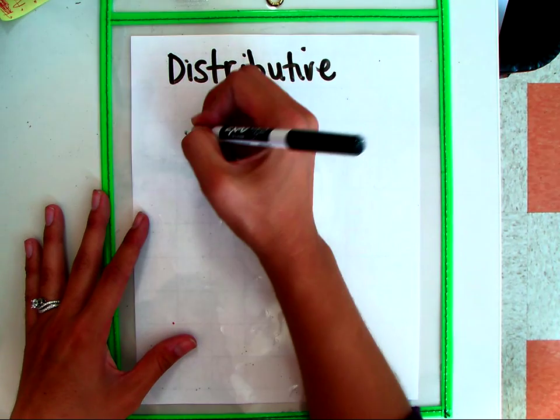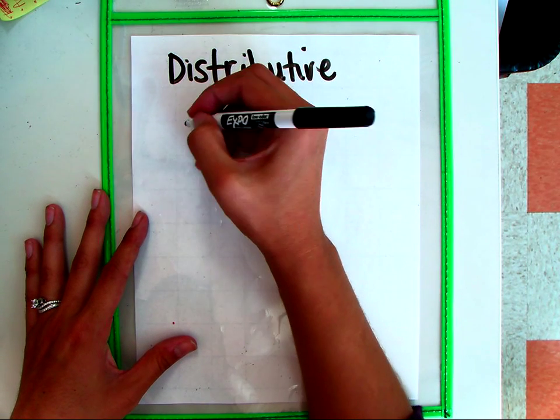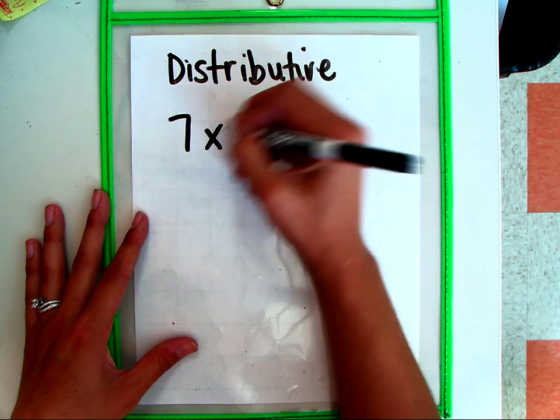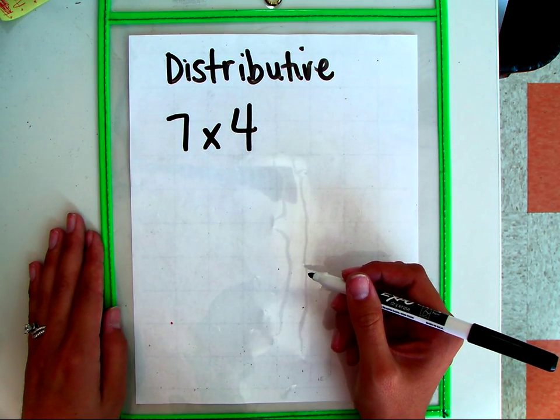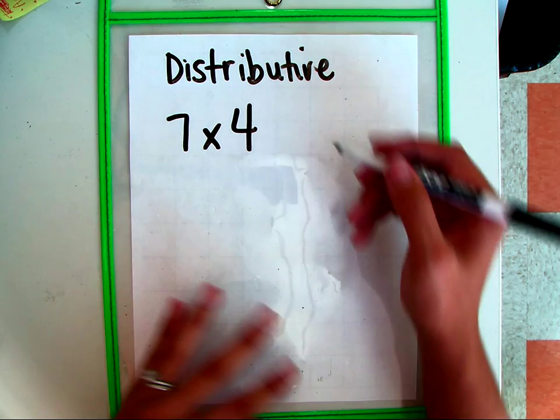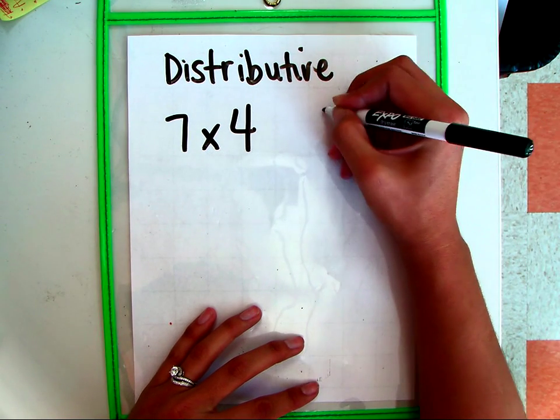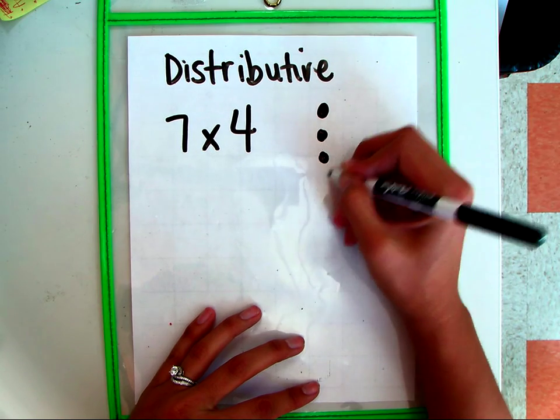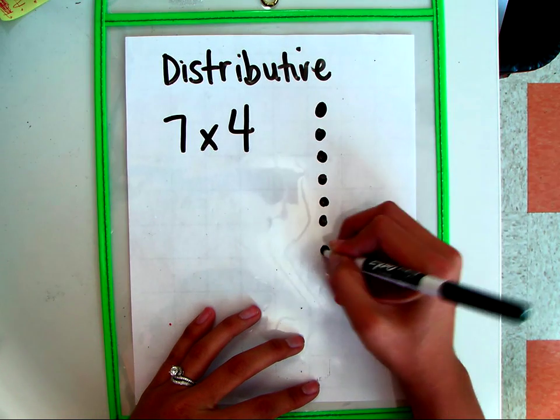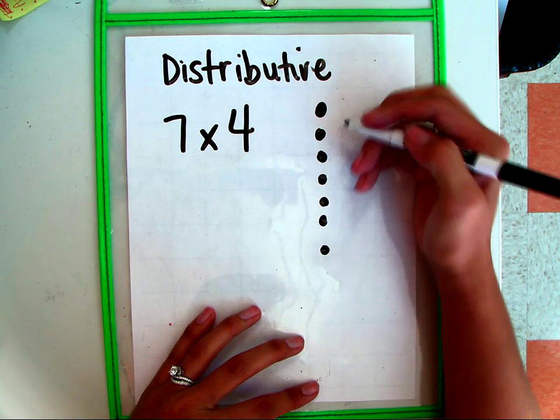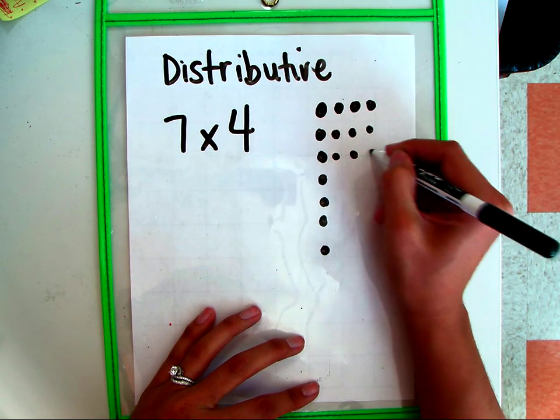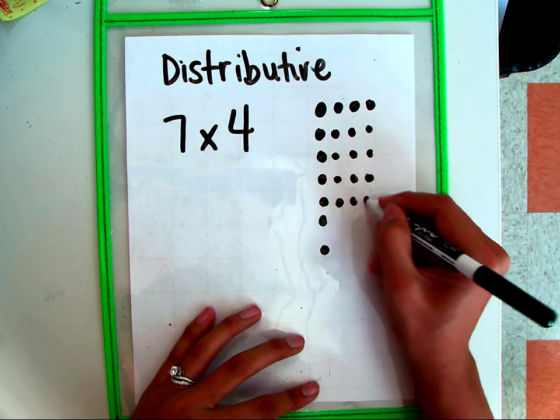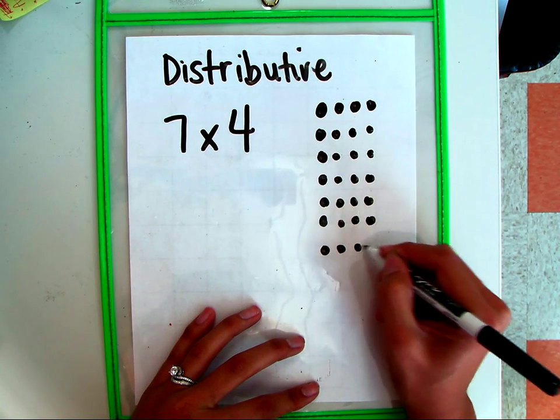So if I was going to do the fact 7 times 4, I'm going to break one of my factors up. Some students still need to see the array drawn as well, so I'm going to draw that over here. 1, 2, 3, 4, 5, 6, 7. And I have 4 over in each row. So I have 7 rows of 4.